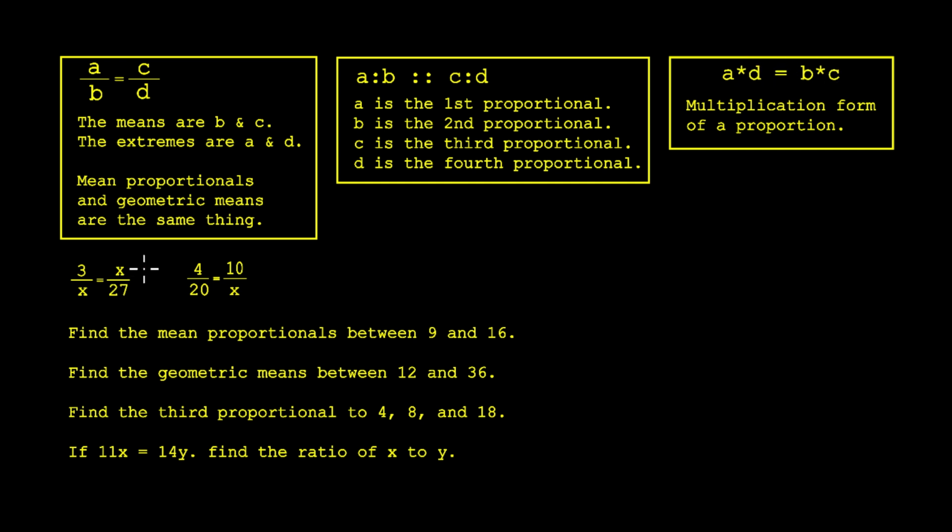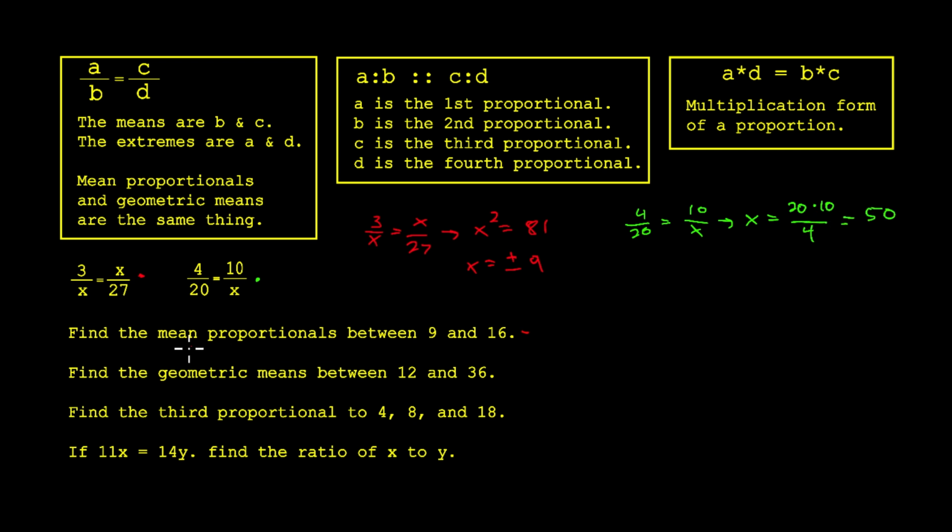So now let's do some problems. We will alternate red and green for each problem. So first, 3 over x equals x over 27. 3 over x equals x over 27, or x squared equals 81, and then x equals plus or minus 9. From there, we'll come to here. We'll do this one. 4 over 20 equals 10 over x. 4 over 20 equals 10 over x, or x equals 20 times 10 over 4. That is 200 over 4, or 50.